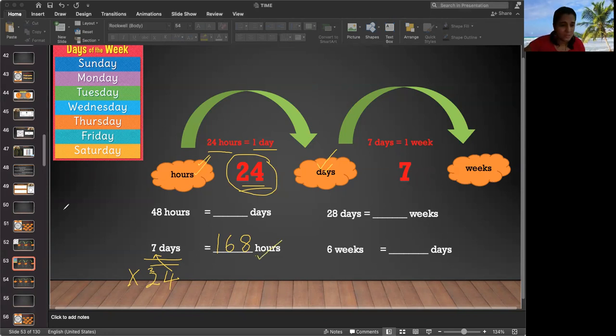If you can't do this, then you do the standard written method. Take 24, multiply by 7, or you can do lattice method or whatever method you want to, as long as you get to the right answer. This is multiplication at work.